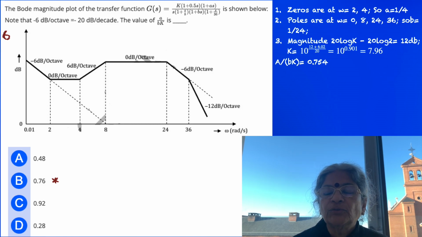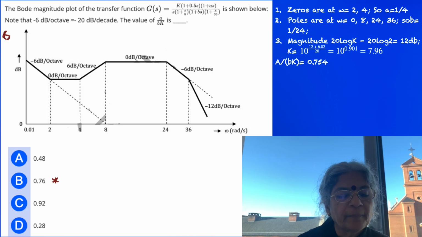Okay, so now A by B by K is equal to 0.754, and from amongst the different options you can choose for B, it is 0.76. Okay, I hope this is clear. So 20 log K is equal to 6. You can directly take it as equal to; you need not go through all the additional details that are given in the slide, but you can take the anti-log and find out.